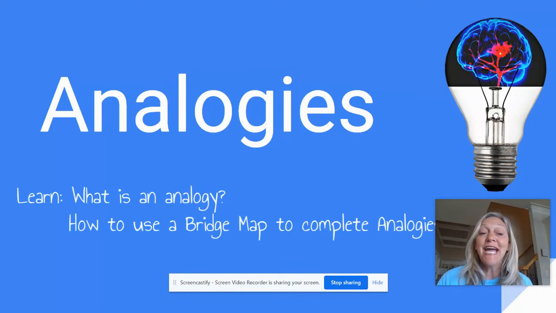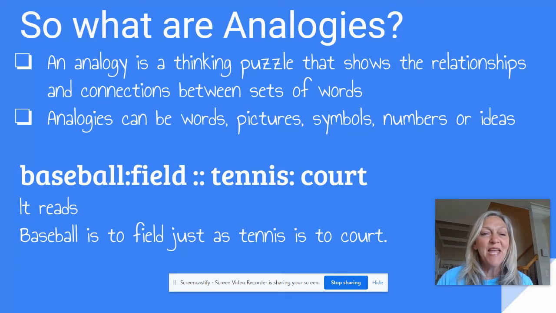So we're going to learn today what is an analogy and how to use a bridge map to complete analogies. So what are analogies? Analogies are thinking puzzles that show the relationship and connections between sets of words. Analogies can be words, pictures, symbols, numbers, or even ideas. You've probably seen one written that looks like this. Baseball is to field as tennis is to court.